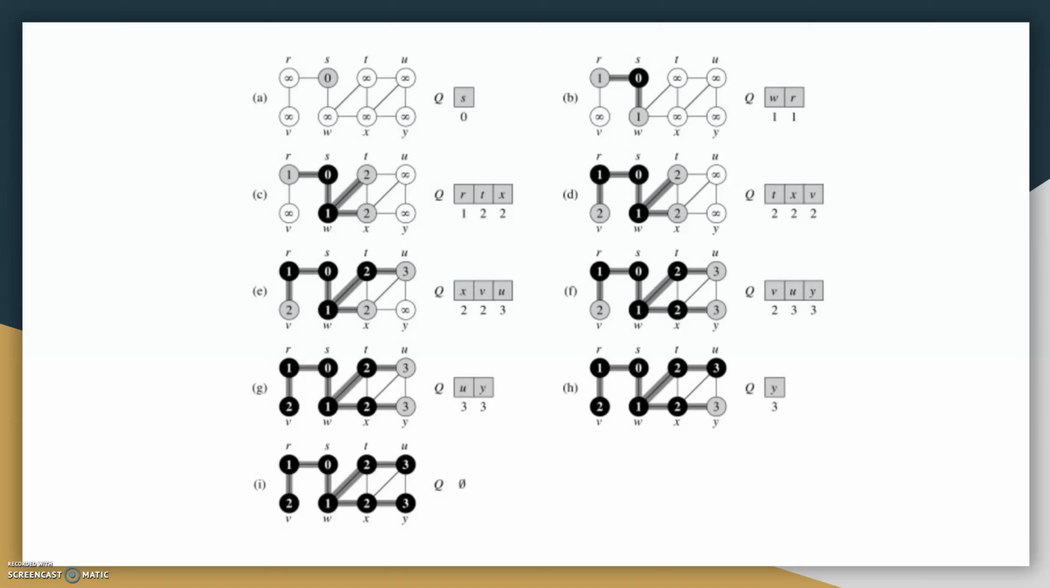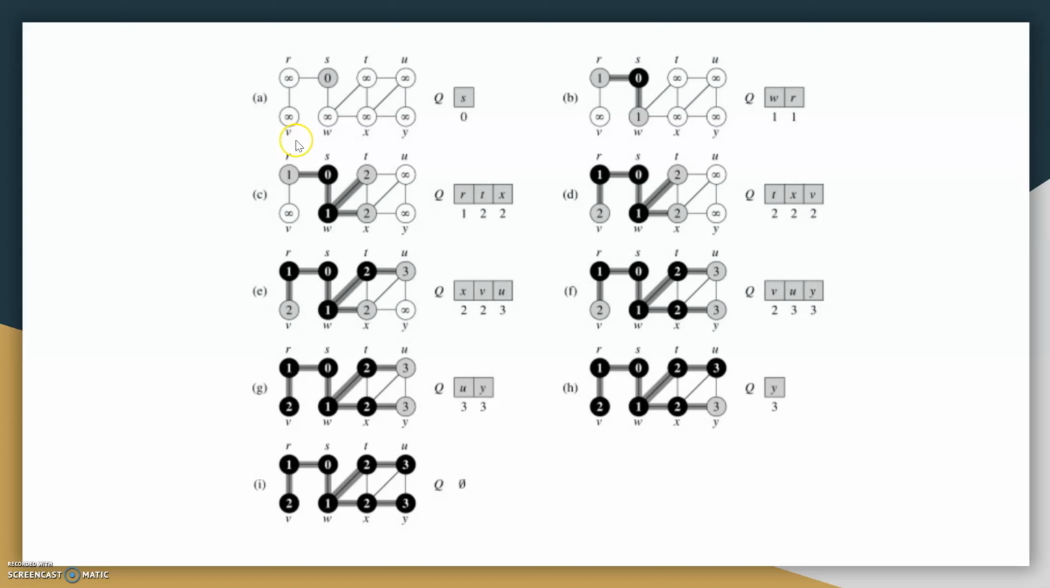And then here is an example for the breadth-first search. This one uses an undirected graph. As you can see, there's no arrow pointing from any vertex to any other vertex, which means it's an undirected graph. So let me explain how this one works.